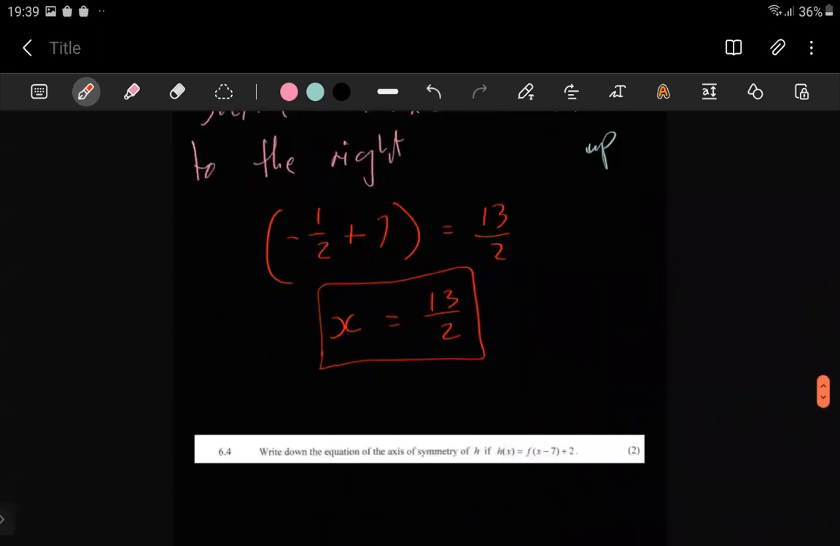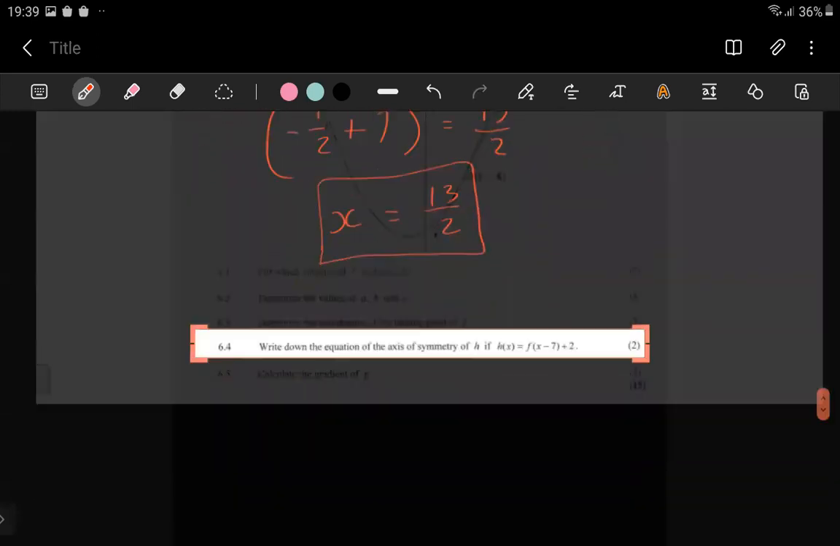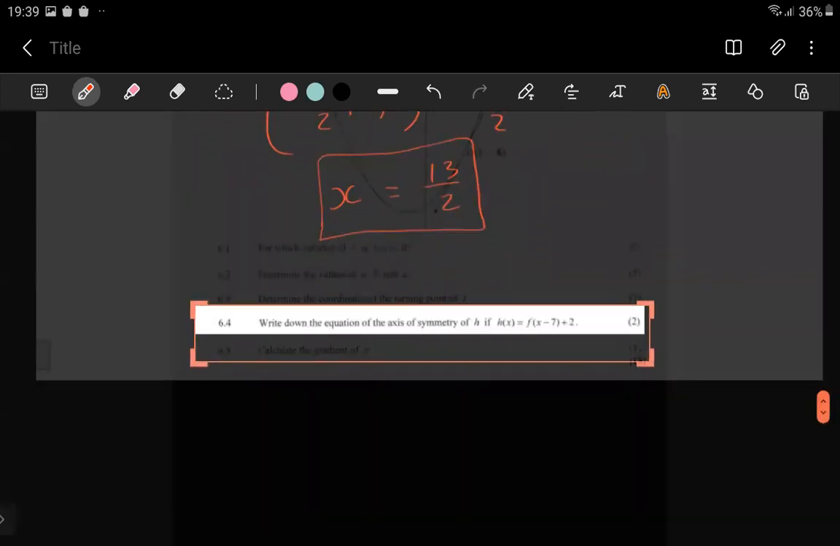Paste this over here. Corrupt, and then it says 6.5.